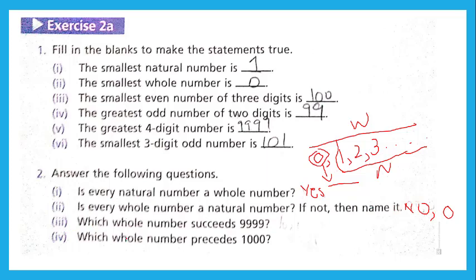Next, which whole number succeeds 9999? What number comes after 9999? After 9999 comes 10,000. Last, which whole number precedes 1000? Now precedes means before. So which number is before 1000? It's 999.